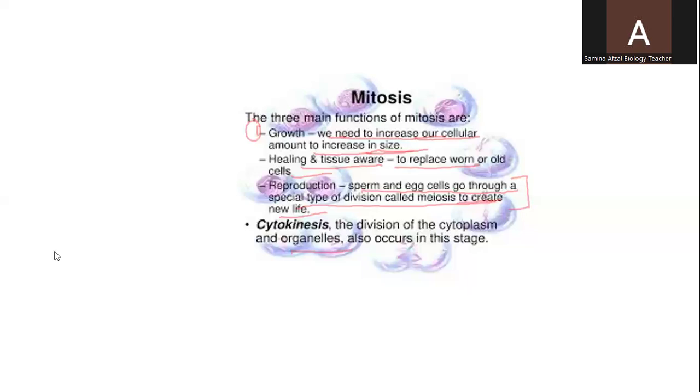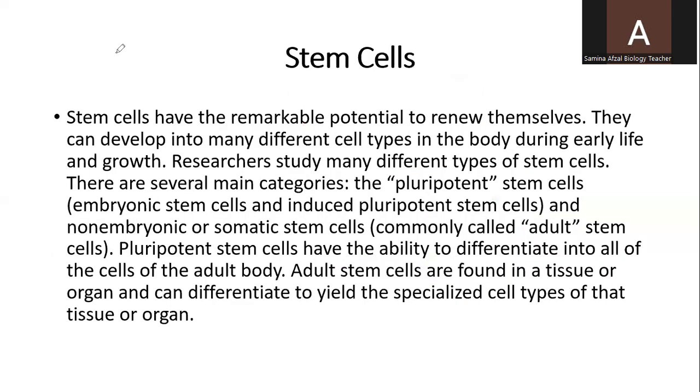Stem cells. Stem cells have the remarkable potential to renew themselves. They can develop into many different cell types in the body during early life and growth. Stem cells are the main cells of the body, which differentiate into many cells, or they can renew themselves by dividing into many different types of cells. Researchers study many different types of stem cells present in the body, and there are several main categories of them.